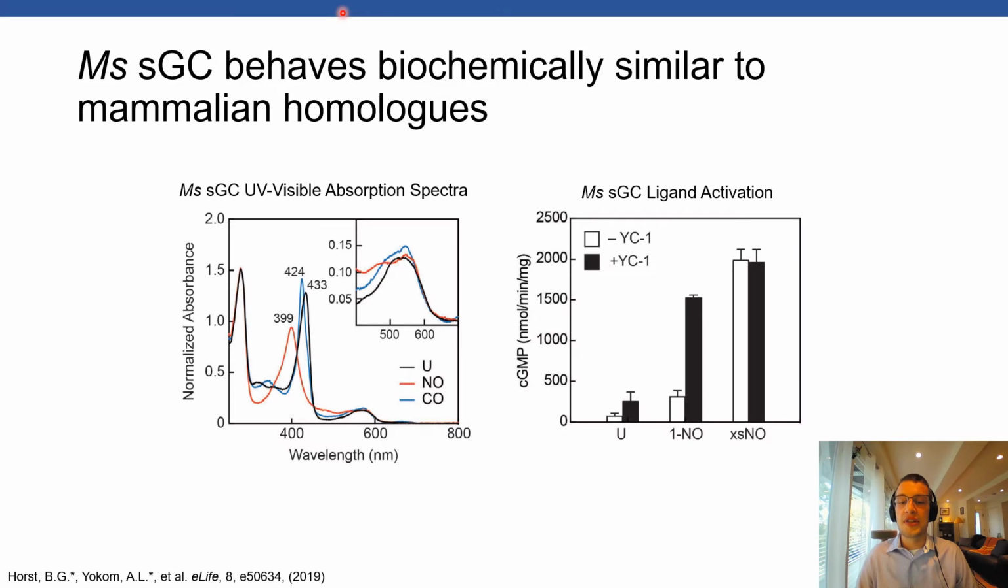Next, I confirmed that the ligand activation profile of Manduca sexta SGC matched what was expected. So in white, we have Manduca sexta SGC without stimulator, and we can see that there is low activity with no ligand bound, some activity with one nitric oxide, but full activity with excess nitric oxide, and critically that the YC1 stimulator molecule did show this activation in the 1NO state. And this is similar to what we'd expect for the mammalian version: little activity with nitric oxide, and then full activity with excess nitric oxide and 1NO plus YC1.